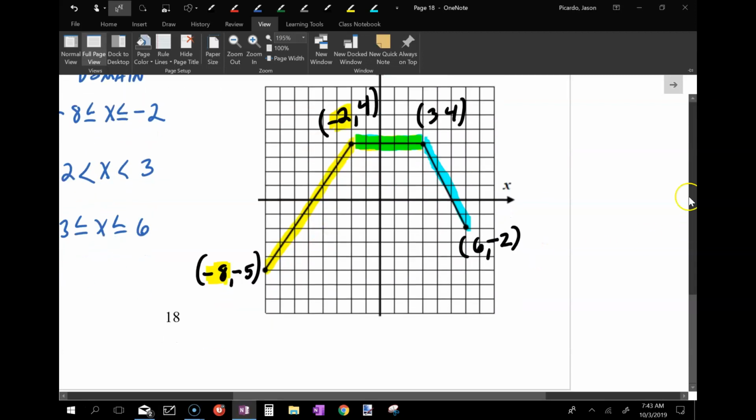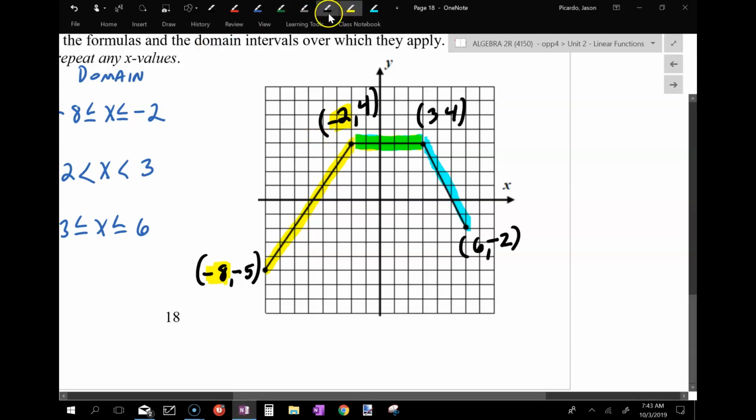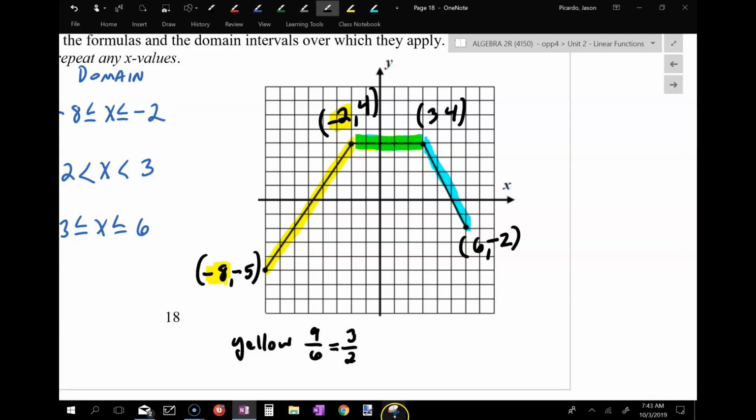Count, right? So first of all, is this yellow line positively or negatively sloped? Okay. How do I get from one end to the other? Well, I go up 1, 2, 3, 4, 5, 6, 7, 8. I go up 9, and I go to the right 1, 2, 3, 4, 5, 6. So the yellow line has a slope of 9/6. Do you guys want to reduce it? Sure. What do you want to make it? 3/2.